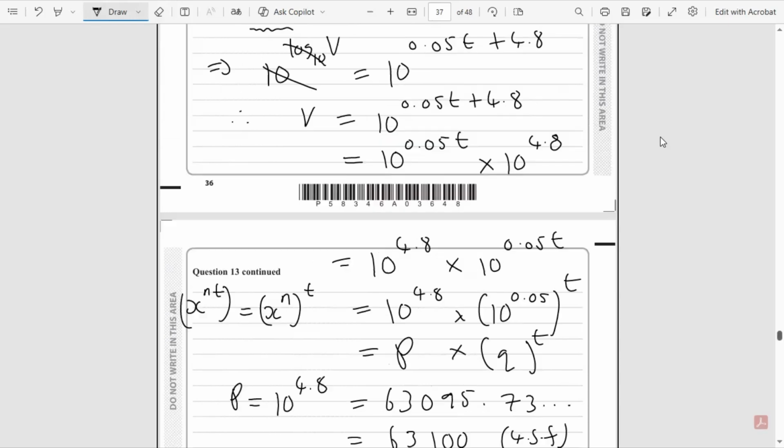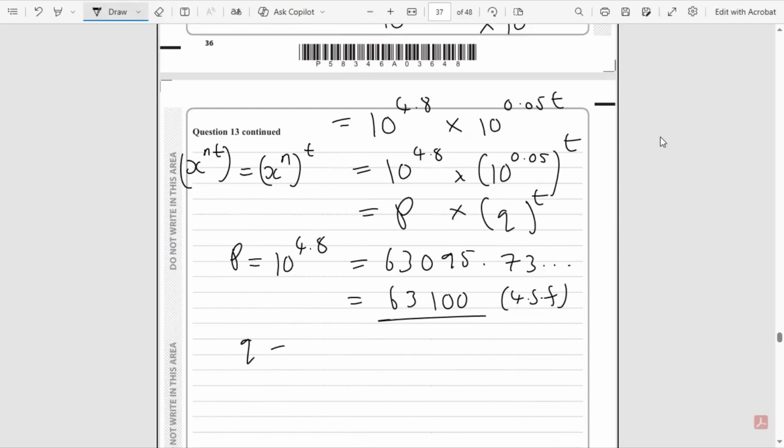So that's P. And then lastly, Q. So Q is 10 to the power of 0.05. On my calculator, this gives me 1.122, and that is to 4 sig figs. 1.122, 4 sig figs. Perfect. So that is part 8 done.